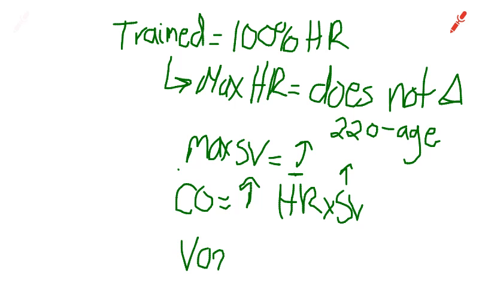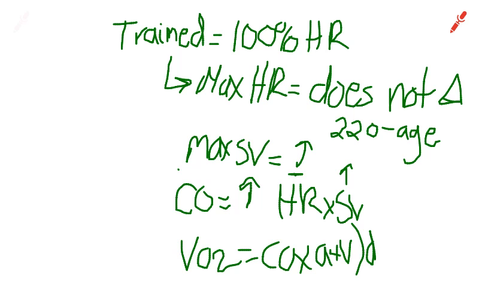And you can do the same thing with VO2. The formula is cardiac output times AV difference. Who cares what AV difference is? Cardiac output is increasing, so VO2 must increase. Now the other one is mean arterial pressure, which just doesn't increase. I really don't have a conceptual reason why. It just doesn't increase, so you just memorize that it doesn't increase.